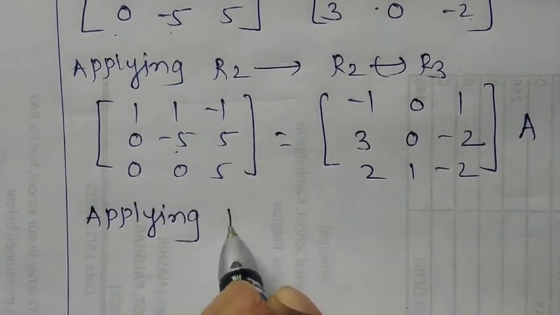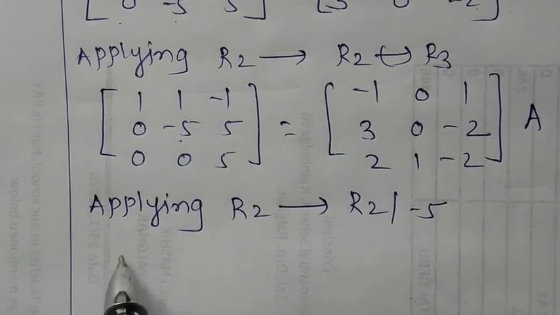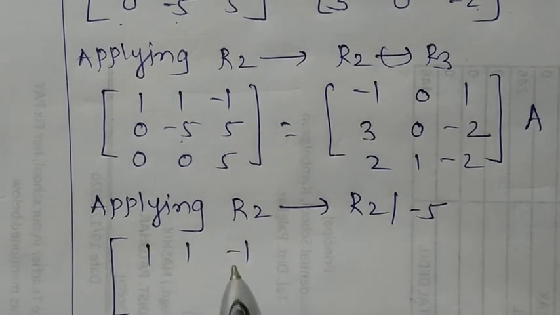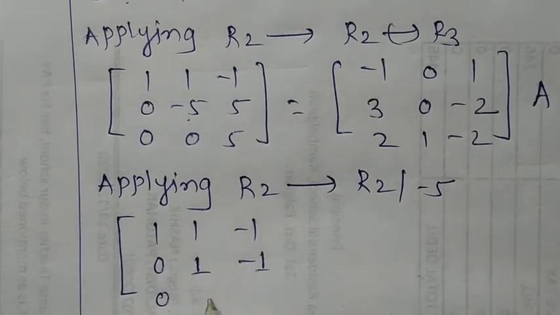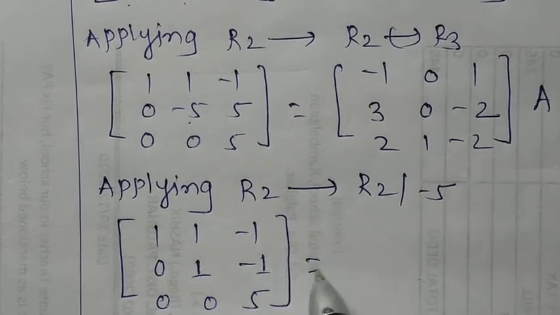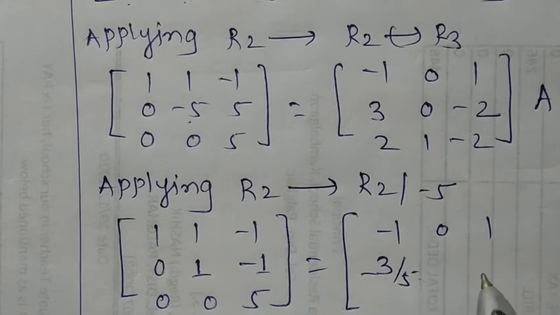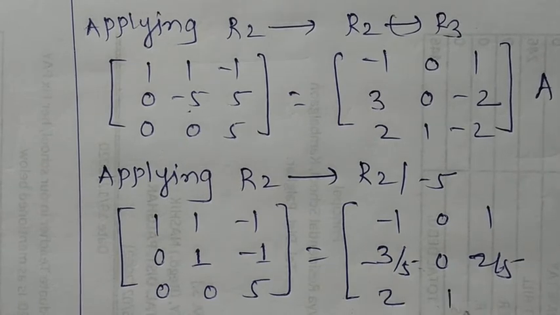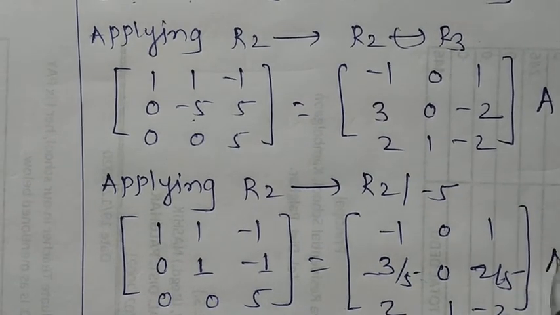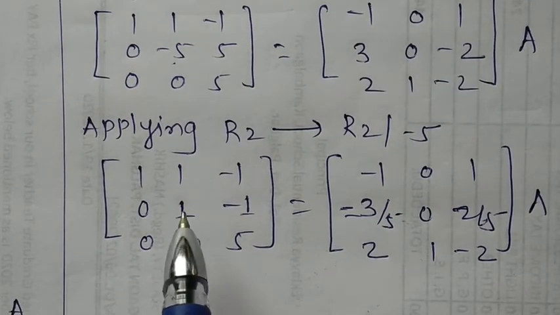Then applying R2 by minus 5, it becomes 1 1 minus 1, 0 by minus 5 is 0, minus 5 by minus 5 is 1, 5 by minus 5 is equal to minus 1, then 0 0 5 is equal to minus 1 0 1, 3 by minus 5, then 0, and minus 2 by 5, that is 2 by 5, and this is 2 1 minus 2 of A. So this is what happens in step 3.